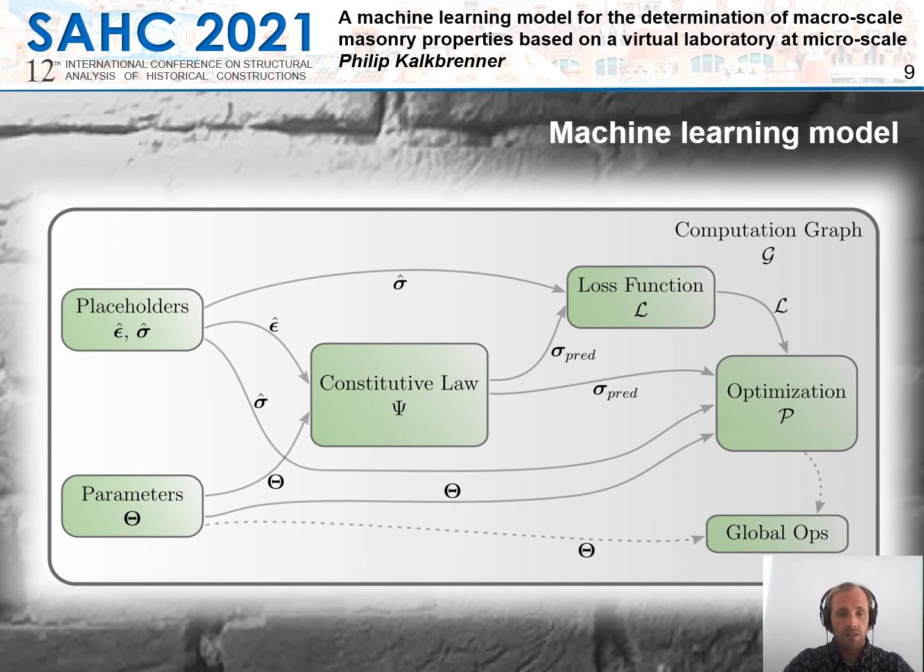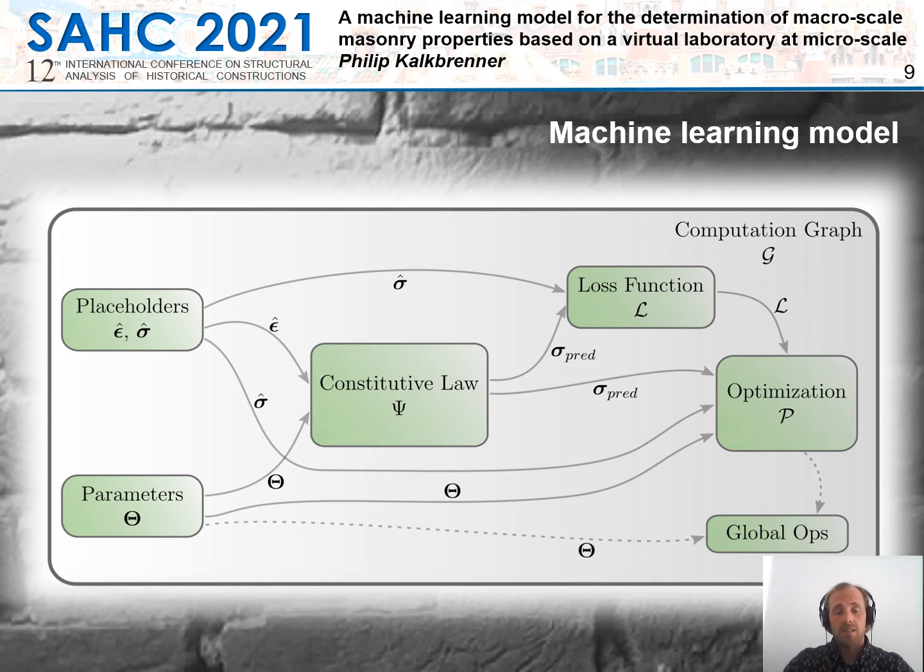So in the center, we have the constitutive law. Into the constitutive law, we are feeding the parameters and the strains from this placeholder part. And then with these strains and the parameters, we compute a predicted output. This predicted output goes to a loss function and compares the predicted stresses with the ones coming from the placeholders, from the data set we have.